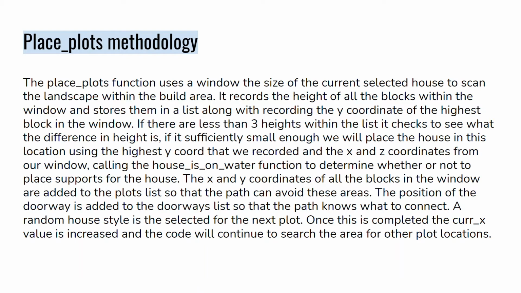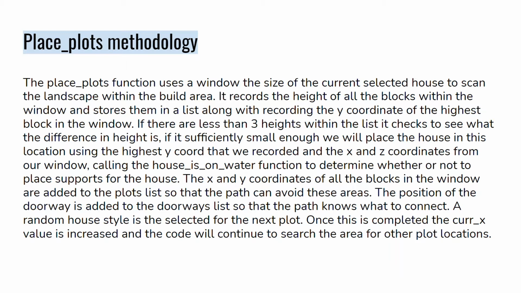Place plots methodology. The place plots function uses a window the size of the current selected house design to scan the landscape within the build area. It records the height of all the blocks within the window and stores them in a list along with recording the Y coordinate of the highest block in the window. If there are less than 3 heights within the list, it checks to see what the difference in height is. If it is sufficiently small enough, we will place the house in this location using the highest Y coordinate that we recorded and the X and Z coordinates from our window.